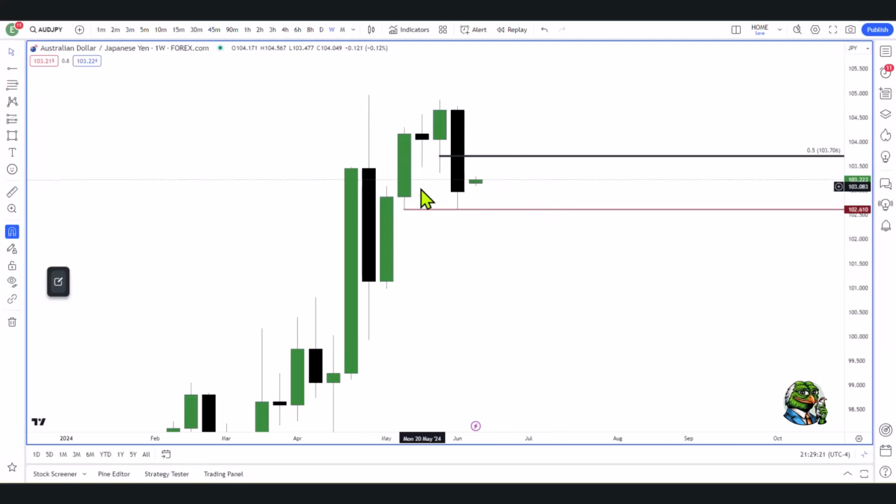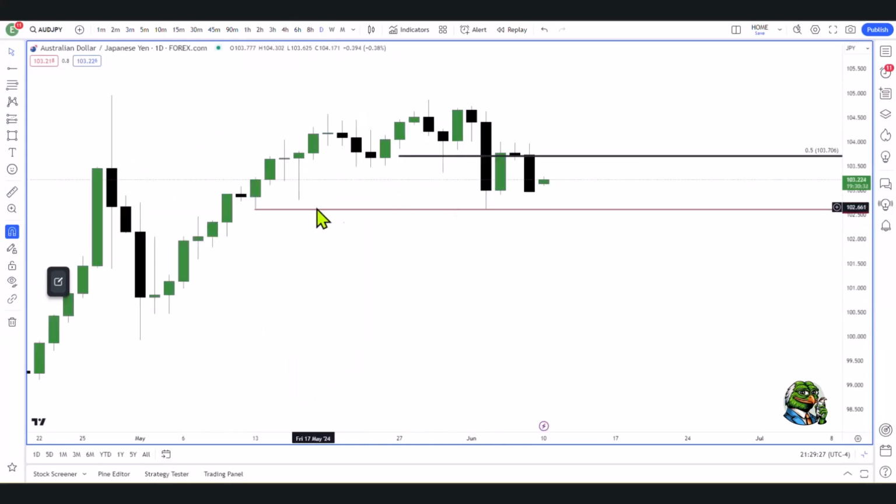So we've looked at the weeklies, we formed a bearish bias, okay? We've looked at the dailies, we formed a bearish bias, so better than what we were originally thinking, okay?